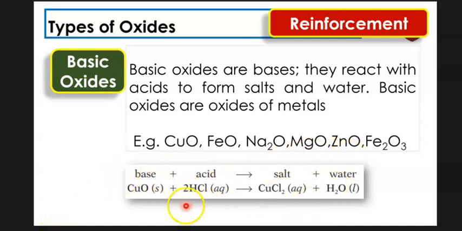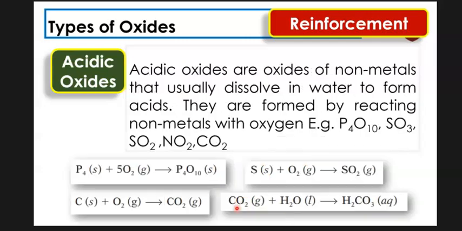Okay, so this is an example of what happens to a basic oxide. Basic oxide reacts with acid to form salt and water, like copper oxide plus hydrochloric acid will give you copper chloride and water. Okay, we also have acidic oxides. Acidic oxides are usually oxides of non-metals and they dissolve in water to form acids. For example, you can see carbon dioxide dissolving in water to form carbonic acid.